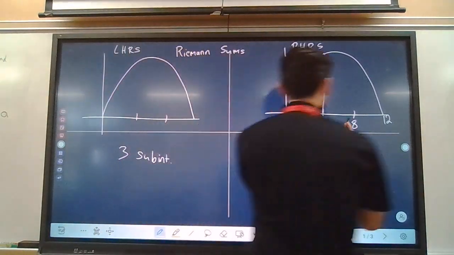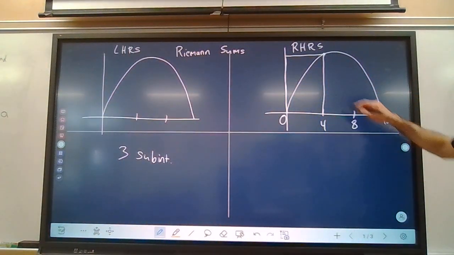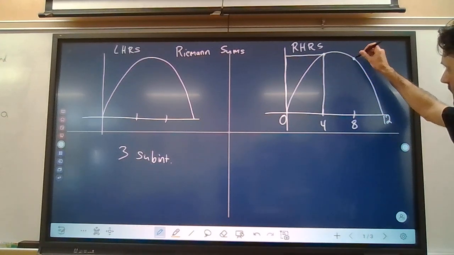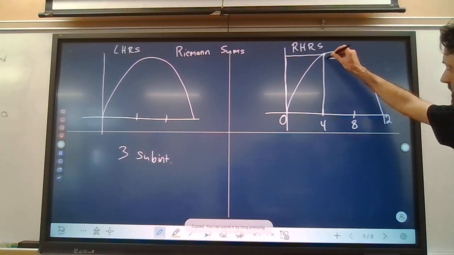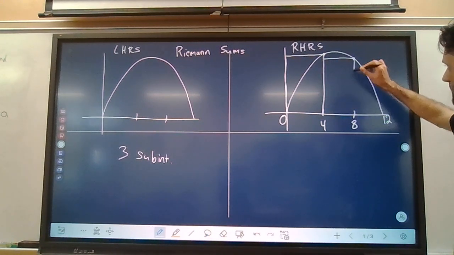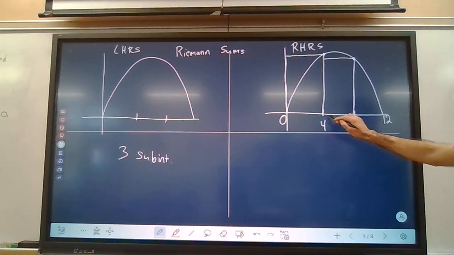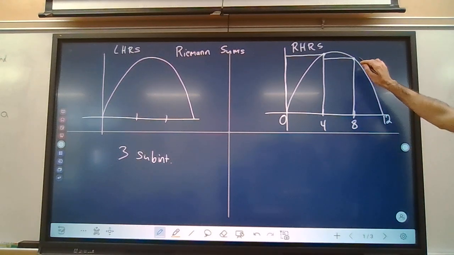The next one, our interval goes from 4 to 8. So again, we start on the right at 8. I'm going to put a point right here. And even though it's a right Riemann sum, we are going to go to the left and then straight down. And so this would also be 4, but now it's times whatever f of 8 is.